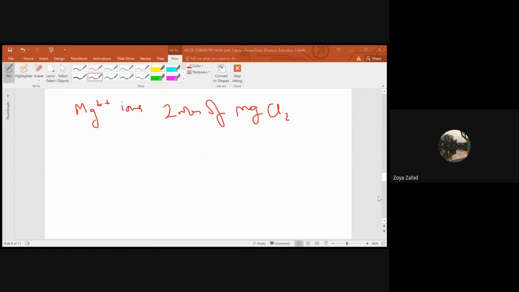Isn't there another formula to find the number of particles? Yes, of course. The number of particles equals the number of moles times Avogadro's constant. So 6.02 times 10 to the power 23 times 2. Yes, very good. What is the ratio of magnesium to chloride ions? It is 1:2, right?